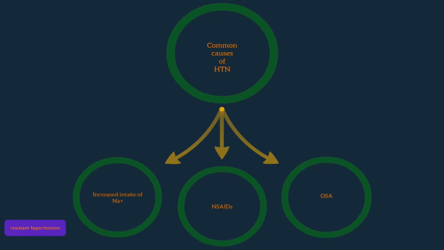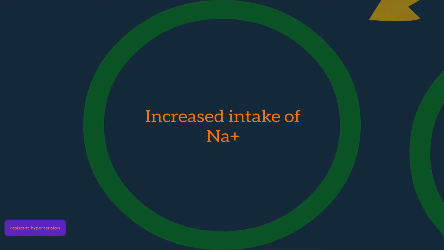Common causes of hypertension include the following. One is increased intake of sodium. Patients often underestimate how much sodium they take in. Increased sodium intake leads to hypertension, which can be very difficult to manage with blood pressure medications. Education about sodium intake is mandatory, as is a dietary history, which can include digging into what patients eat for breakfast, lunch, and dinner daily, and looking for those hidden causes of sodium intake.